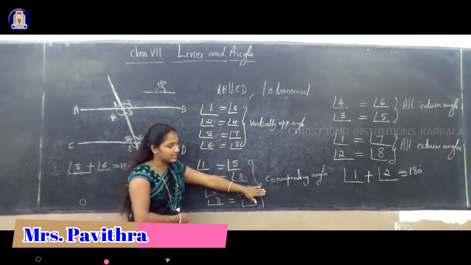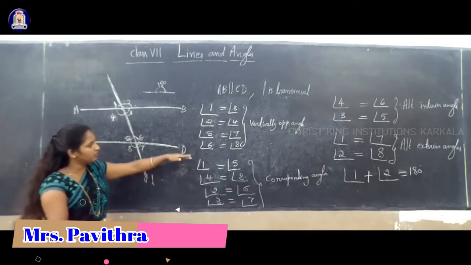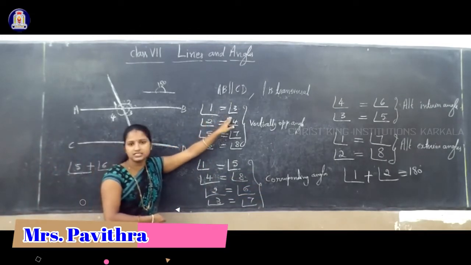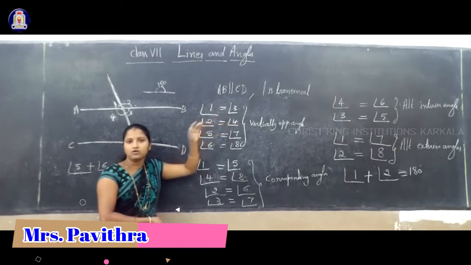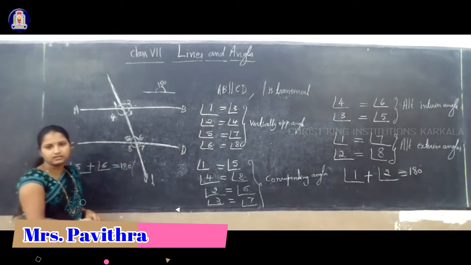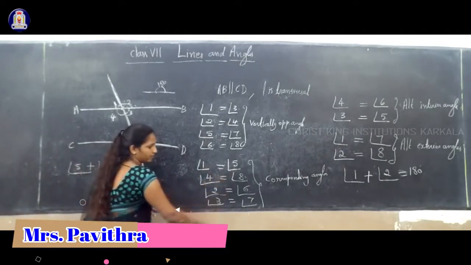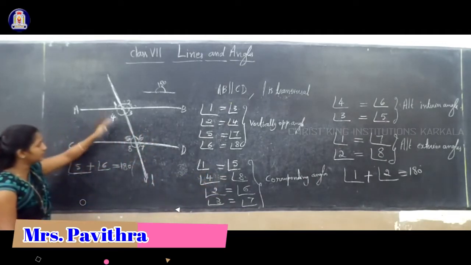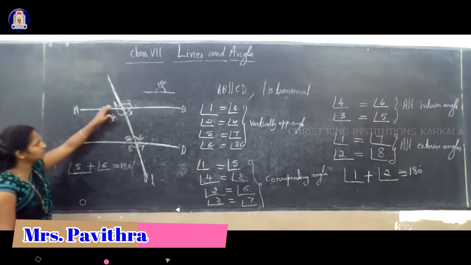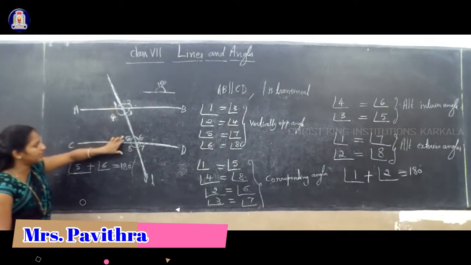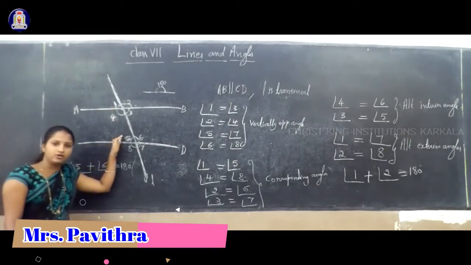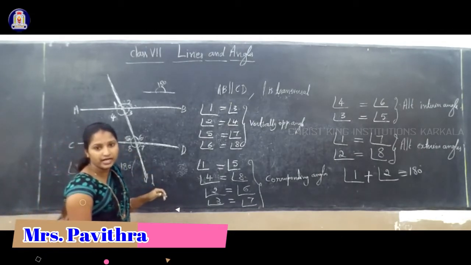Next, corresponding angles. Why are they equal? Why are angle 1 and angle 3 equal? Because they are vertically opposite angles. Here I consider angle 1 is equal to angle 5. Why is it equal? In the figure you can see which angles are equal. Angle 1 and angle 5 are equal because they are corresponding angles.